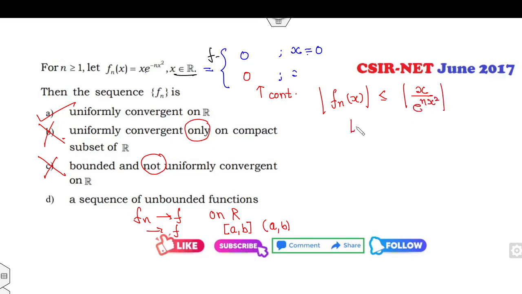Fine. Why? Because you can see that if x approaches positive infinity or minus infinity, this goes to 0. Therefore, it is bounded, but the option said unbounded. The right option is only A; it is the correct answer.